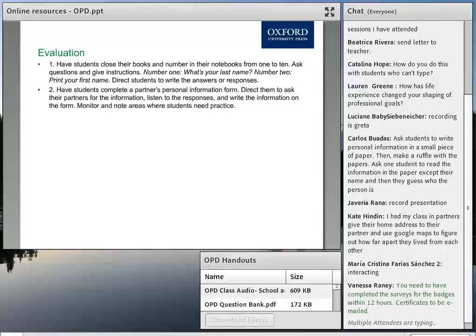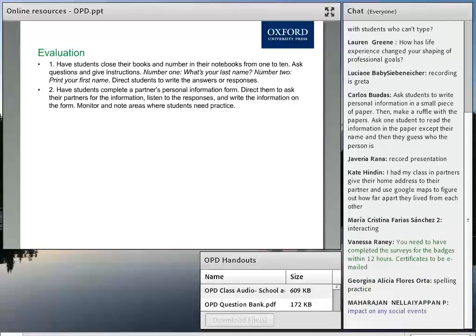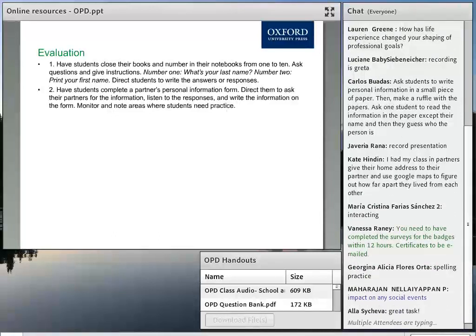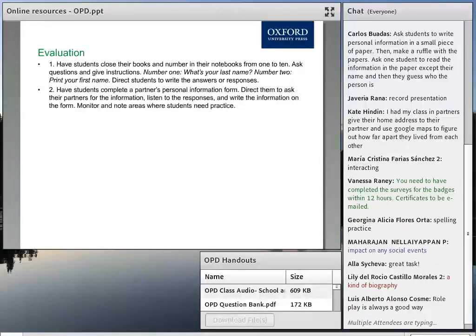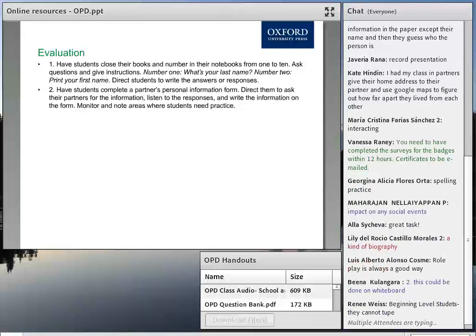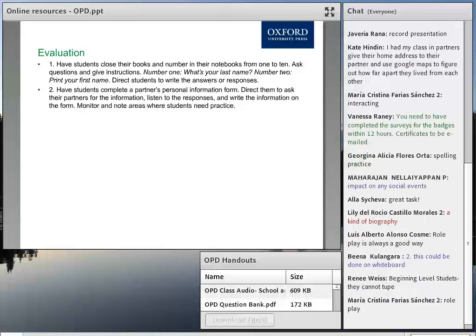So I think this presents a little bit of a challenge, but like some people have said, if you have the ability to set up breakout rooms and work with your learners and follow along, I think that would be a great way to do this for some assessment.